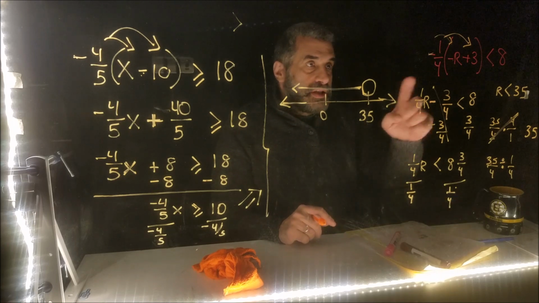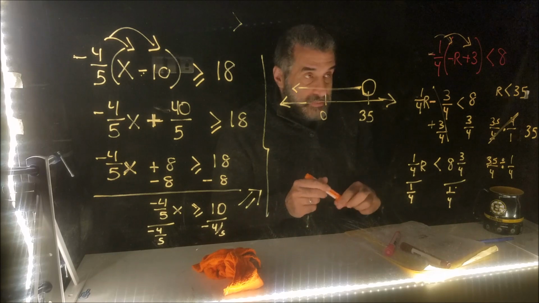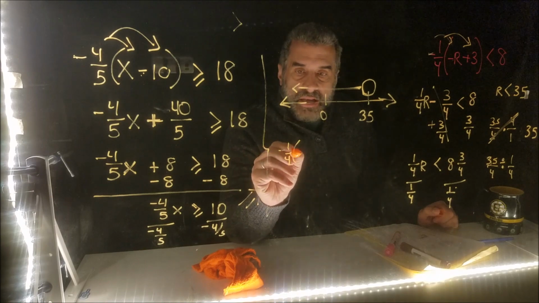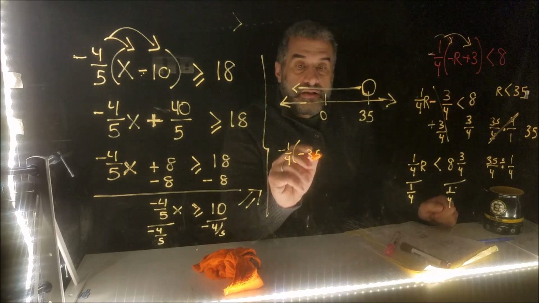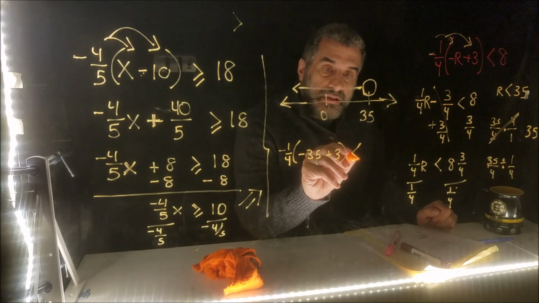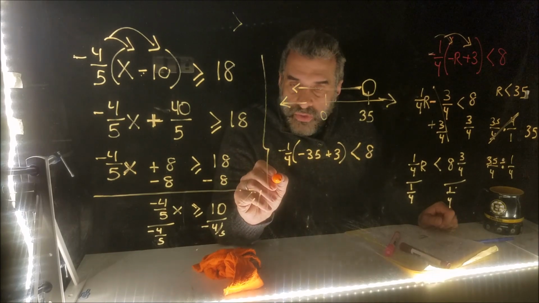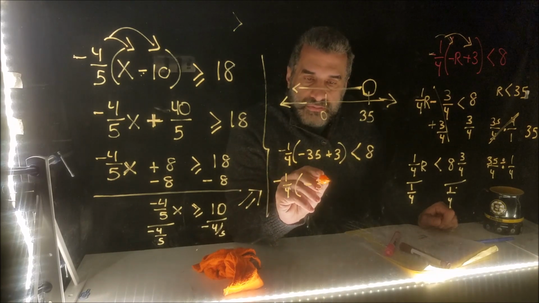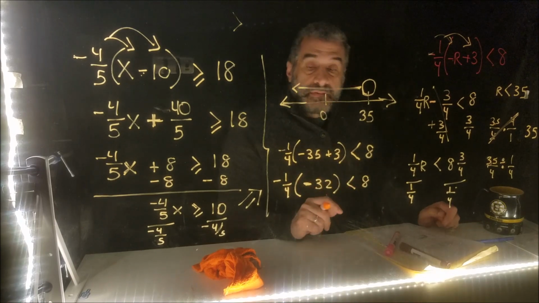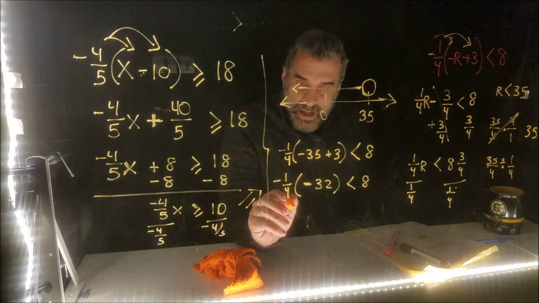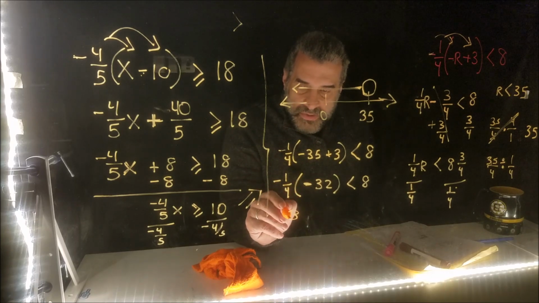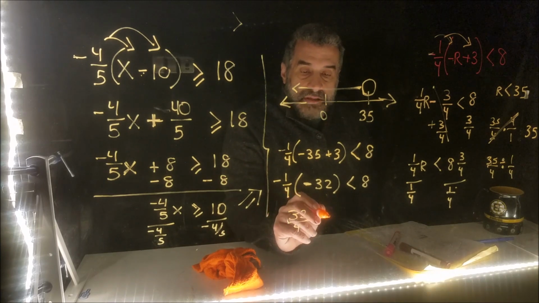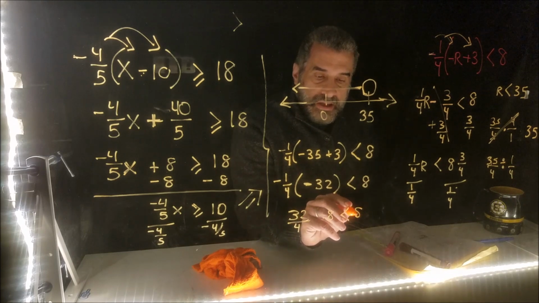All right. So let's prove that it is 35. How can we do that? Well, we're saying that negative 1/4, and then we plug in 35 for r, negative r, plus 3 is less than 8. So negative 1/4, and this answer right here is going to be a negative 32 is less than 8. Now a negative is positive, so it's 32 over 4. And 32 over 4 is 8. 8 is not less than 8.